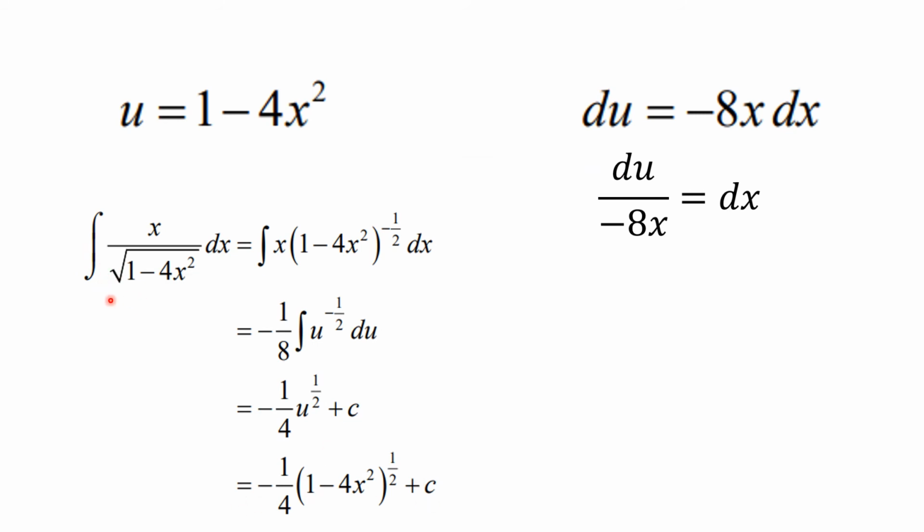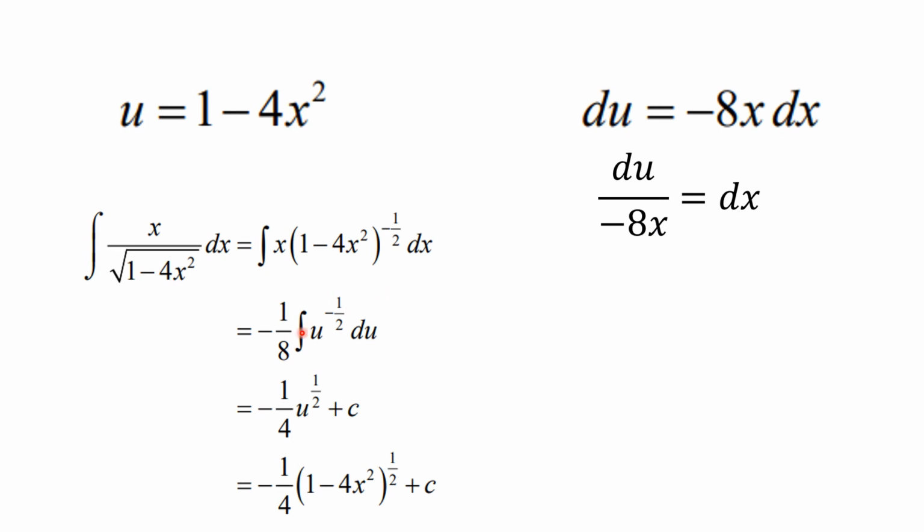The next example is the one right here. We're going to let u equal 1 minus 4x squared. That means that du is going to be, again, another negative. It is minus 8x dx. And if we solve for the dx, we have this as du over minus 8x. So when I do the substitution again, magic happens because the x cancels, and I can pull the constant, the minus 1 over 8, out.